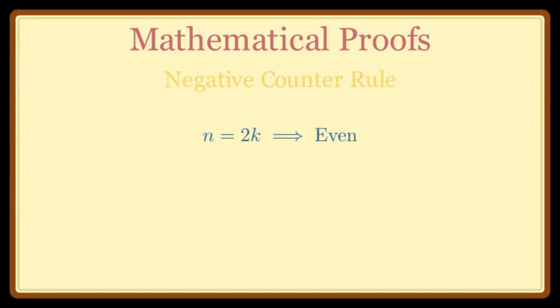Let us prove it. If a number is even, it can be written as 2 times k. Its negative is negative 1 times 2 times k, which equals 2 times negative k. Since negative k is just another integer, the result is 2 times an integer, meaning it is still perfectly even.